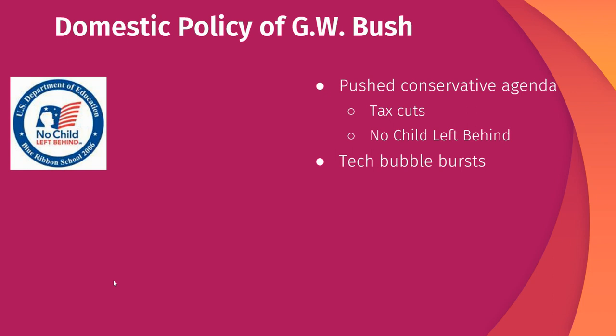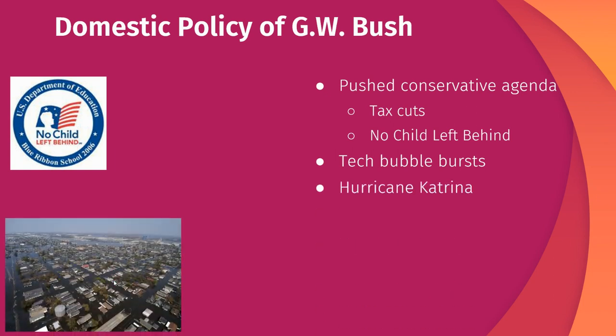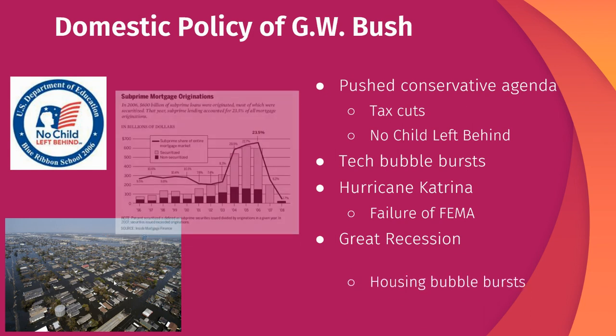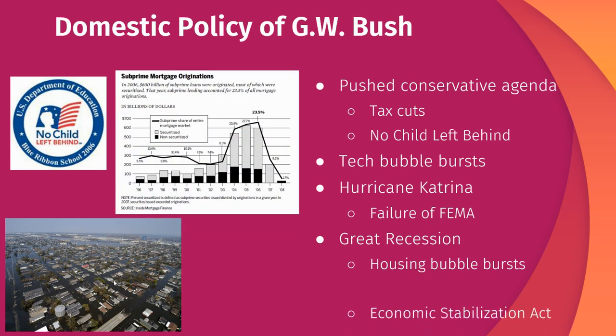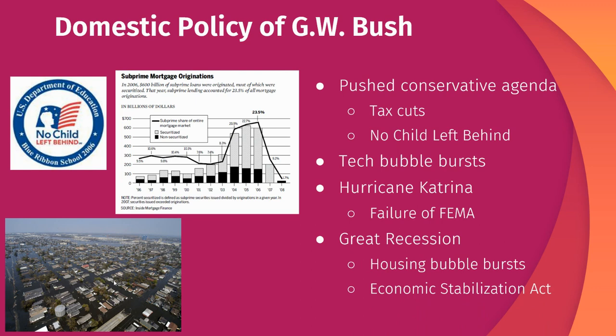By 2007 and 2008, the tech bubble is going to burst. Hurricane Katrina happens in 2005, which is a failure of the federal government. And the Great Recession is really going to set in as the housing bubble bursts in 2007. So there's a lot going on here.